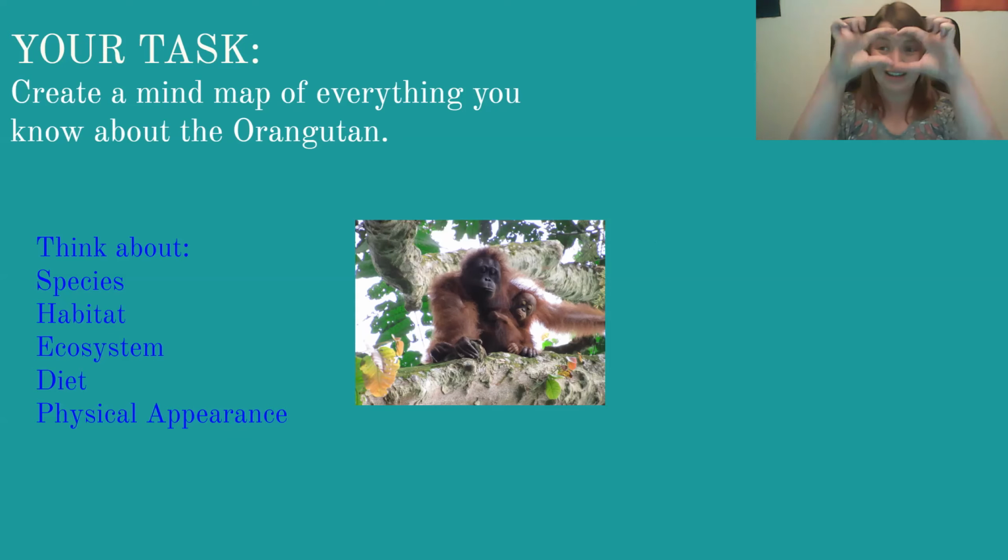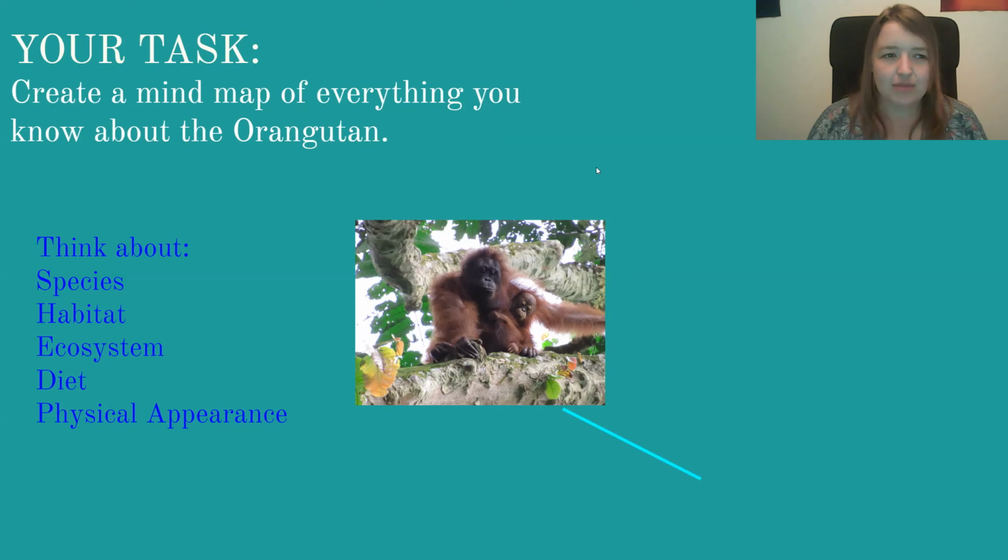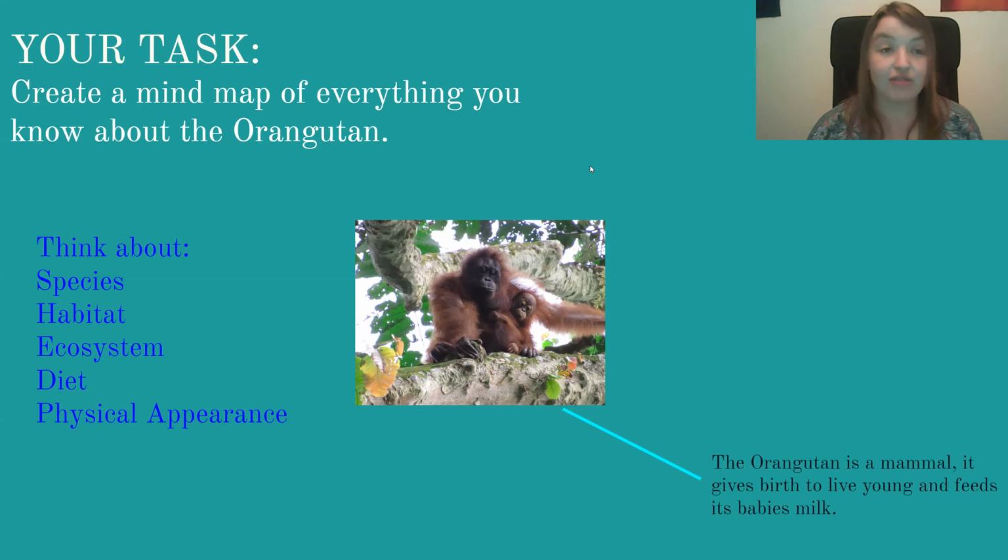So you could write orangutan in the middle, or if you wanted to draw a picture in the middle of your mind map, that's fine. I've got my picture in the middle of mine. And just to show you what I mean, I've drawn a line. And here I have written, the orangutan is a mammal. It gives birth to live young and feeds its babies milk. We know that, we can see that in the picture, and that is a fact. So you will be filling your page with facts about the orangutan. Are you ready? Press pause now.